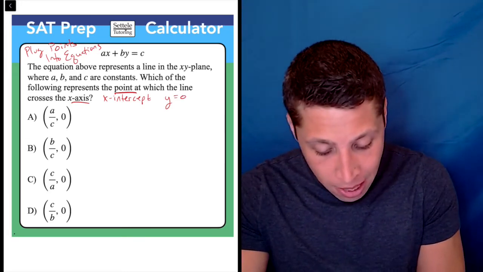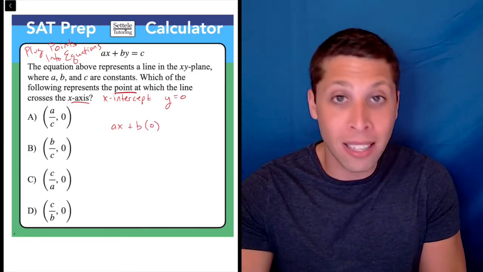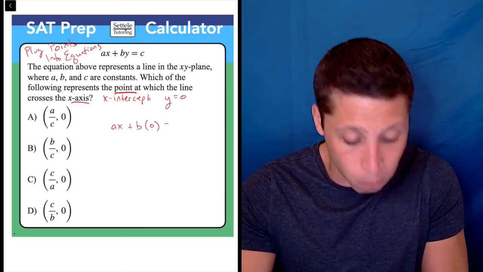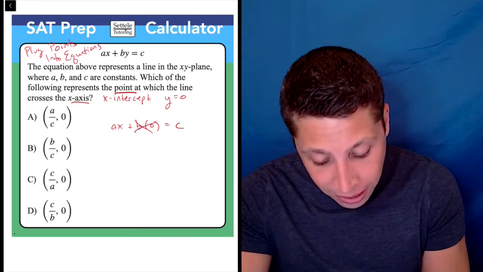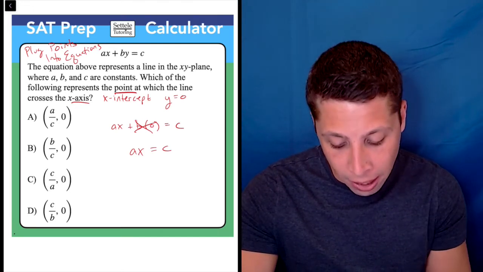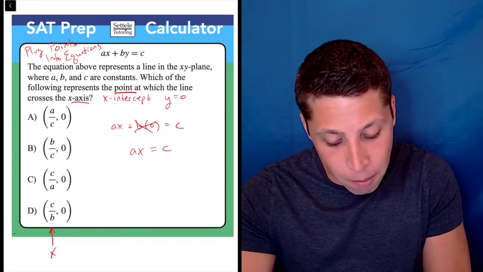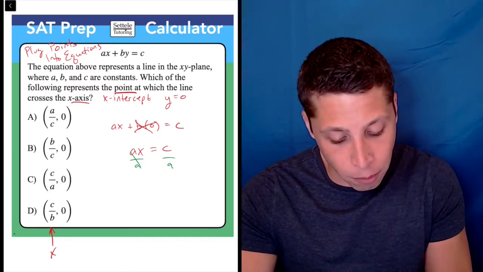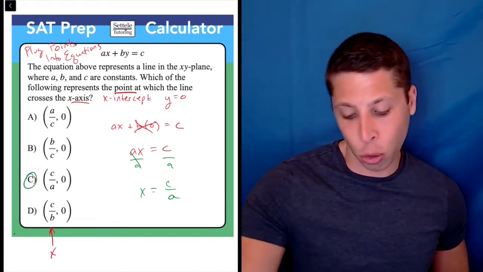So in this case, ax is still going to be variables, but b times y will be b times 0. And that crosses out because b times 0 is 0. So that leaves us with ax equals c. And since we're looking for the x coordinate of the point, right, that's the missing piece here, we would just divide by a to find it. So that would leave us with x is equal to c over a, and that happens in choice C.